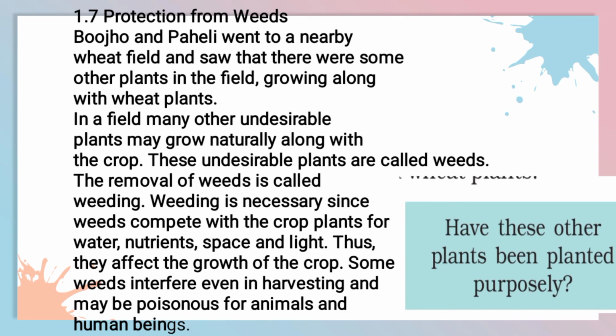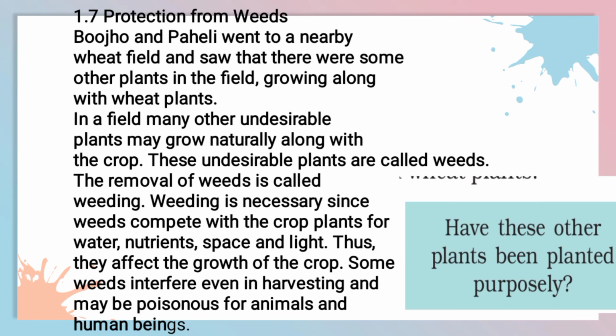Buju and Paheli went to a nearby wheat field and saw that there were some other plants in the field growing along with wheat plants. So along with the wheat plants, there were many other plants growing in the field. Yes, so they saw and were thinking, so what are these plants and why are they growing? So these are the undesirable plants which are growing naturally along with the crop in the field. So these undesirable plants are called weeds, and the removal of these weeds is called weeding.